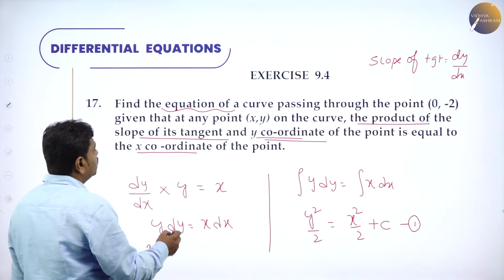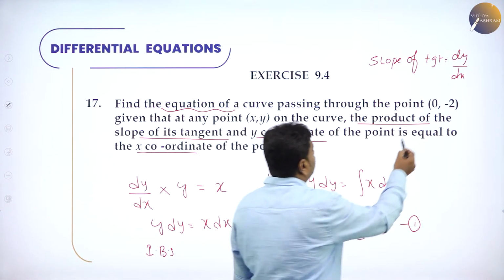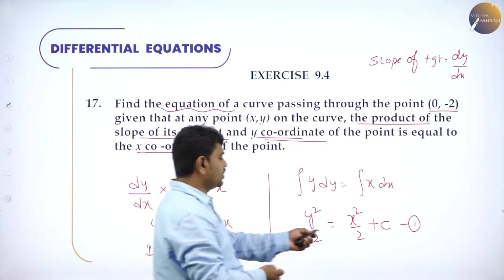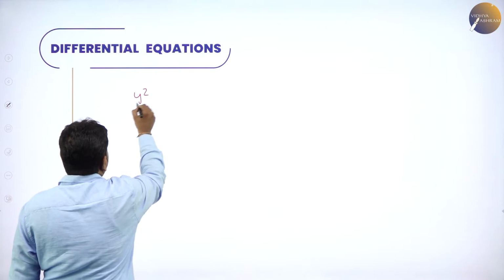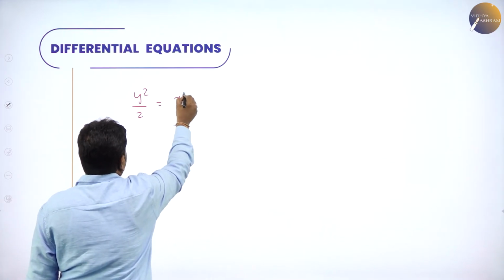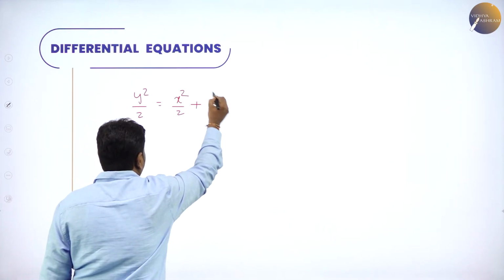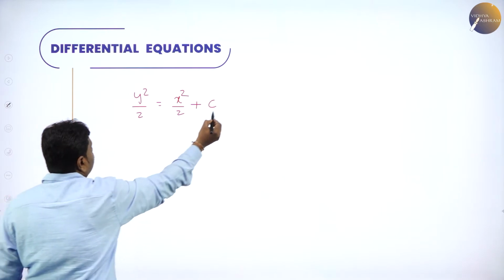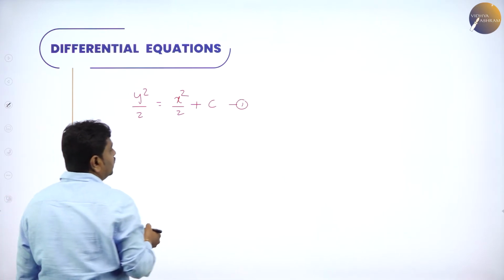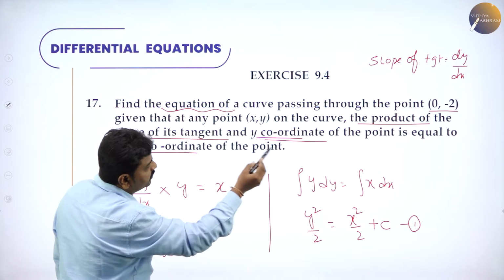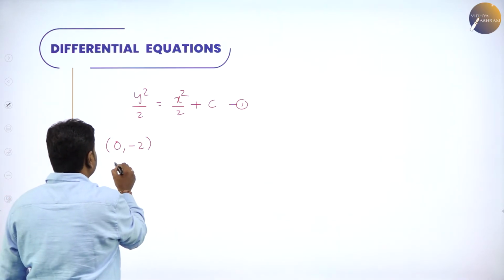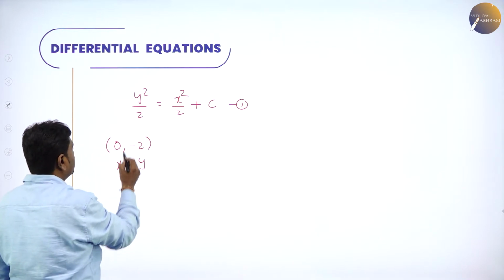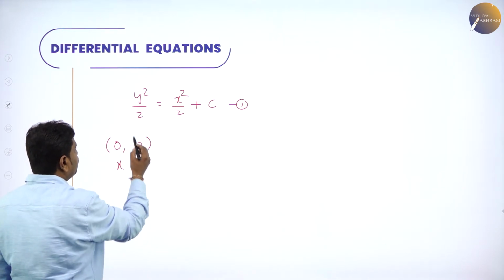And they told at the point, they gave the point, what is it? (0, -2). This is the general solution. Okay, now we have y square by 2 is equal to x square by 2 plus c. Now what we need to do? This is equation 1 and they gave a point. What is the point given? Point given is (0, -2). Means in the place of x and y substitute it. In the place of x put 0, in the place of y put -2.